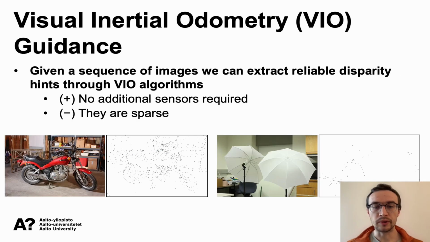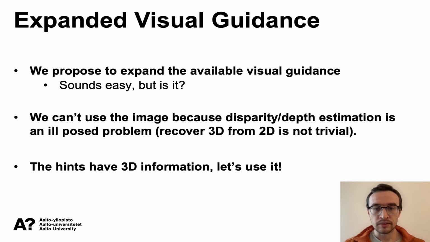So we propose to use Visual Inertial Odometry to extract reliable disparity hints from the video sequence. The advantage is that we don't need additional sensors, while the disadvantage is that we obtain sparse and unevenly distributed hints, so we will have to do something about that. Our idea is to expand them and think about them as if they are in the 3D space. So we will connect them to obtain more guidance only if they are close enough in the real world.